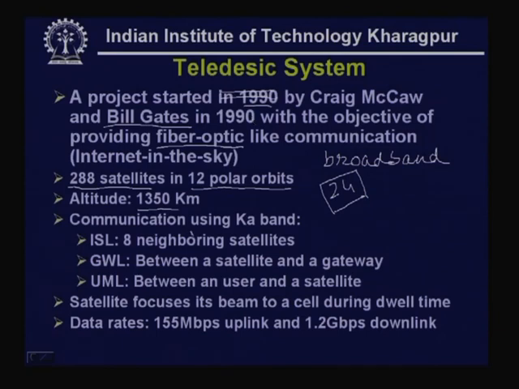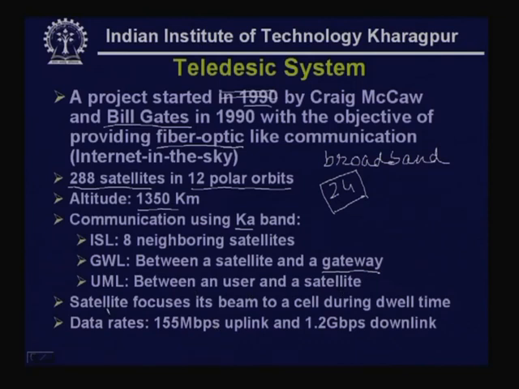The communication is being done by using the Ka band, and at a particular instant 8 neighboring satellites communicate with each other by using ISL, inter-satellite link, and GWL is used between a satellite and a gateway, and also the user mobile link is being used for communication between a user and a satellite.